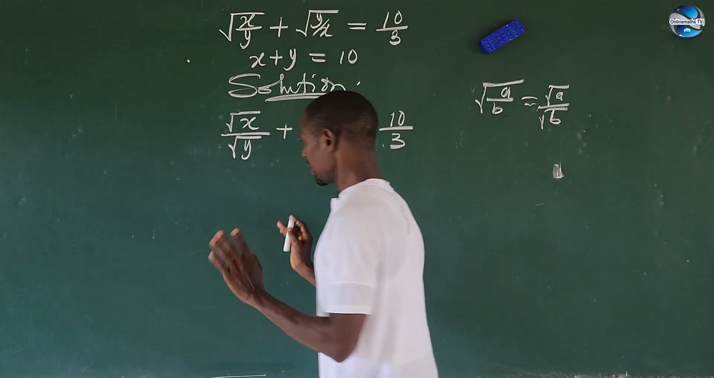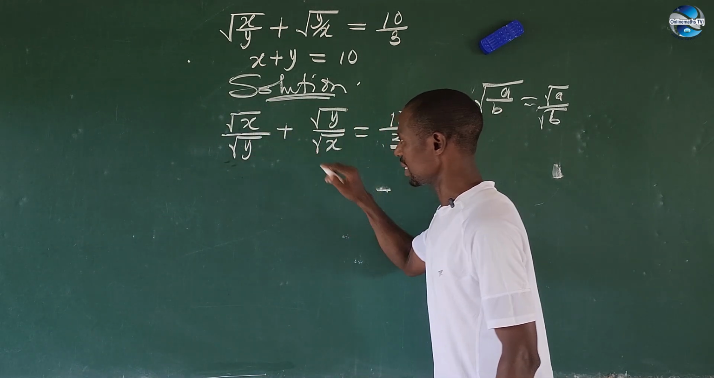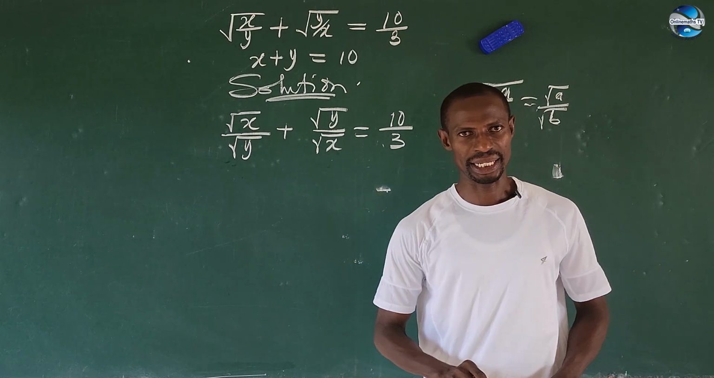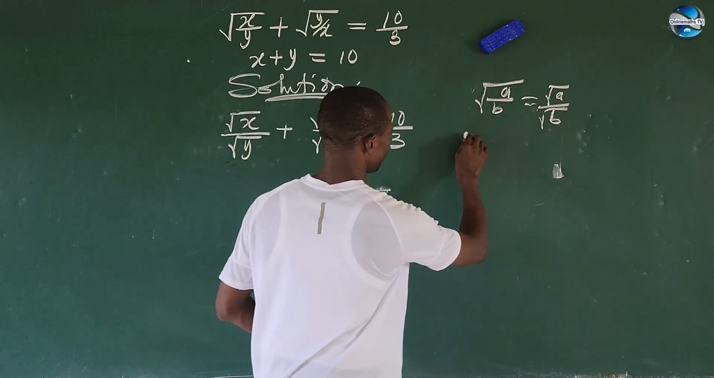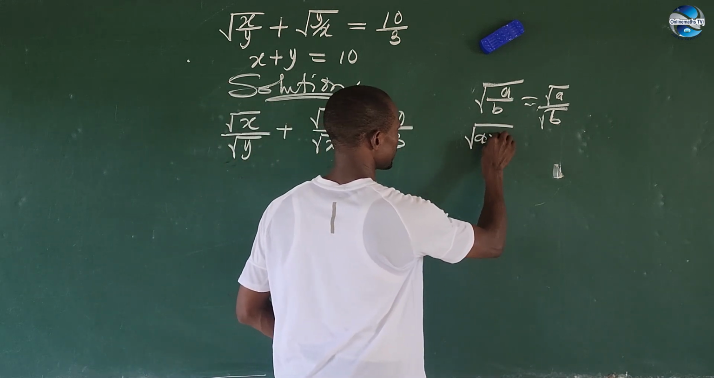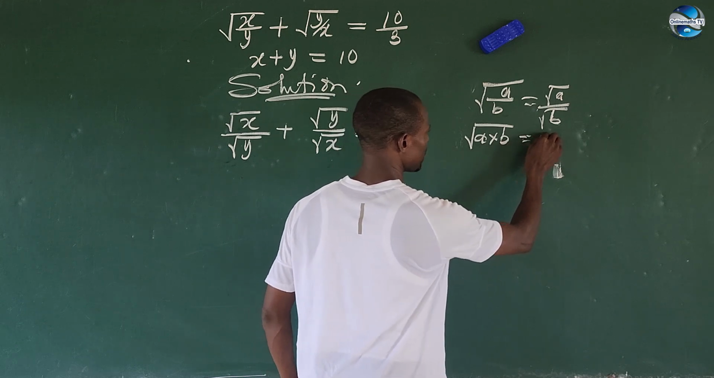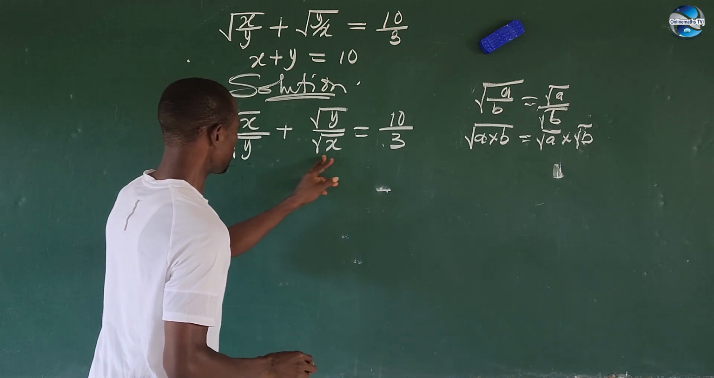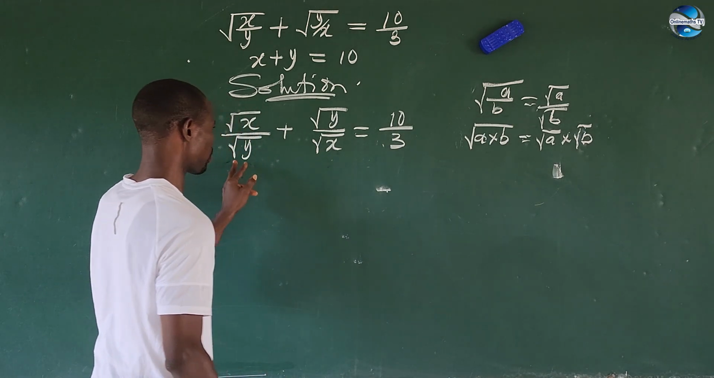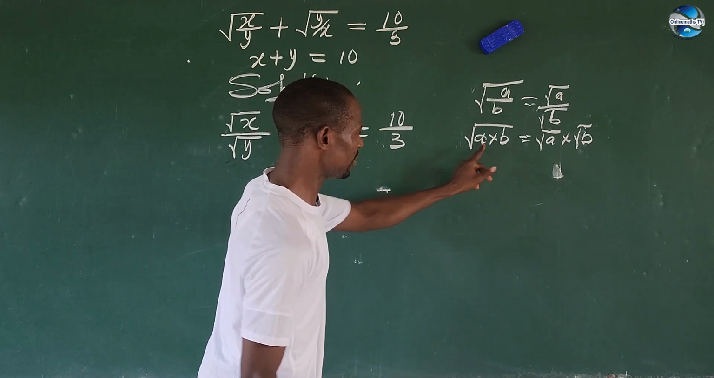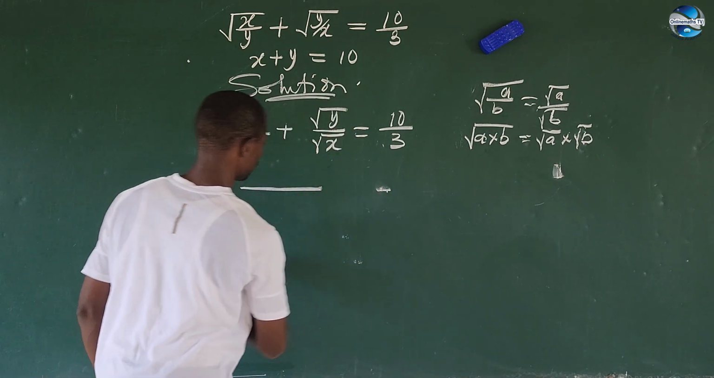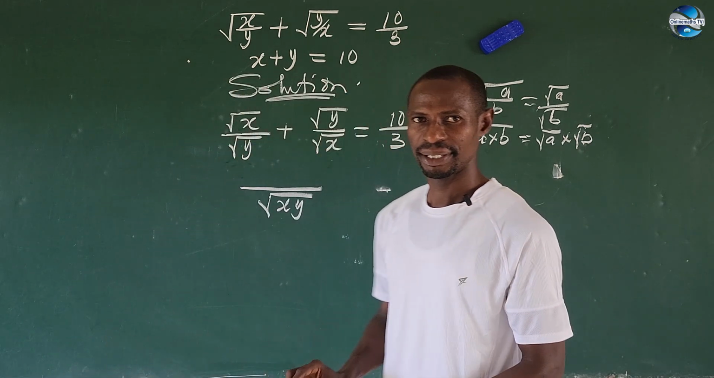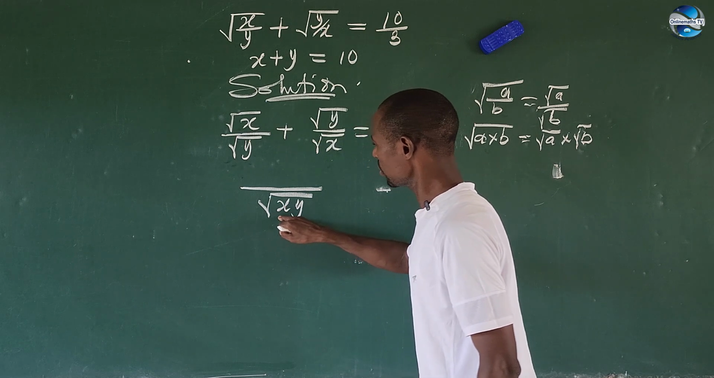Then what we do here is easy. What is the LCM of this and this? The LCM is just the square root of y times the square root of x. And there is another property of surds. We say that if you have the square root of a times b, this is the same thing as the square root of a times the square root of b. So if we are saying that the LCM of this and this is the square root of x times the square root of y, we can rewrite it in this format. And so our LCM is going to be the square root of xy. Good. All right.